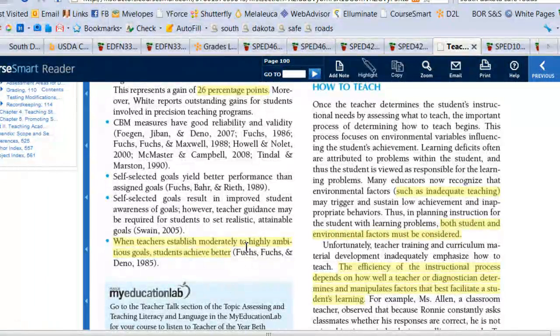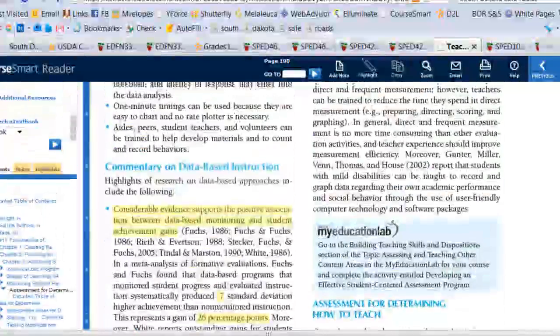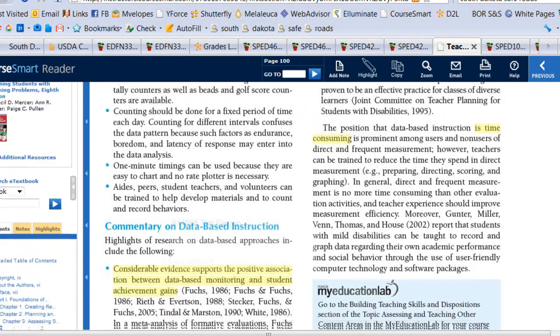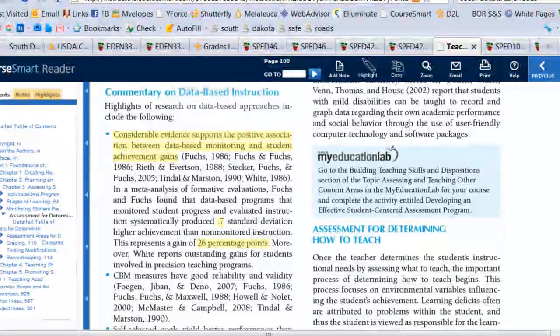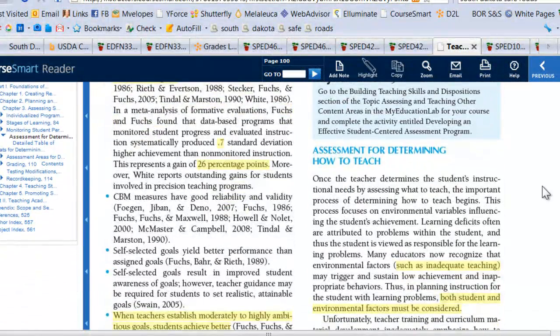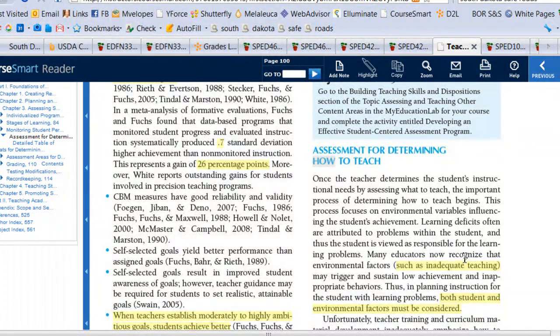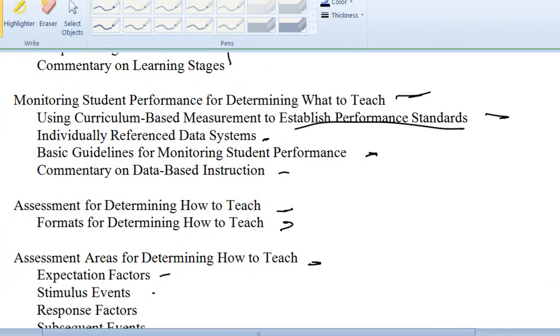When teachers establish moderately to highly ambitious goals, students also achieve better. Your expectations, you expect more. And data-based monitoring is time-consuming, is a prominent concern among users, but they find over time when they analyze that too, it didn't take any more time than the other assessments that you used. Okay. So here's our jump from assessments to assessing how to teach. First we talked about assessing what to teach, and now how to teach.